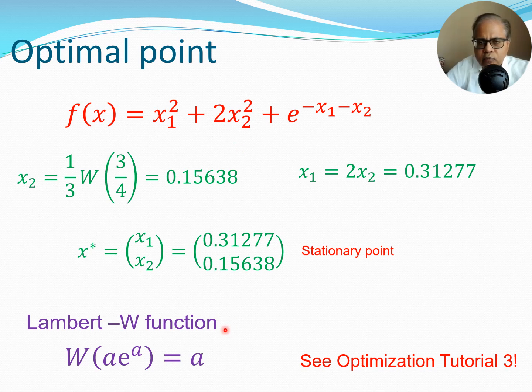Now the Lambert W function, for those of you who don't know, is a function which, when it works on some expression a e to the power a, gives us a. So this is the definition of the Lambert W function, and many programs out there, including in Python, have built-in ways to calculate the Lambert W function.